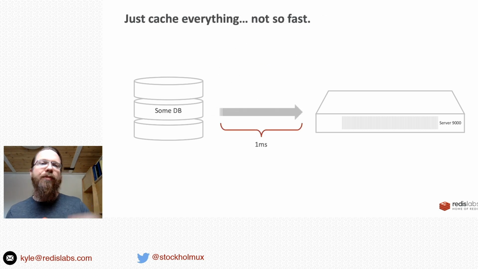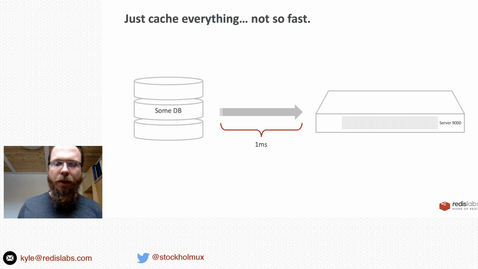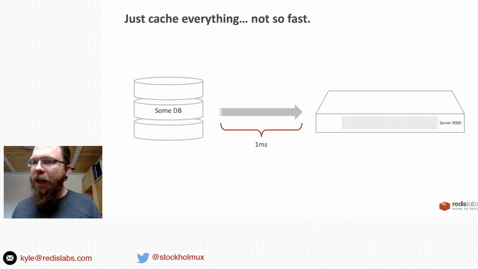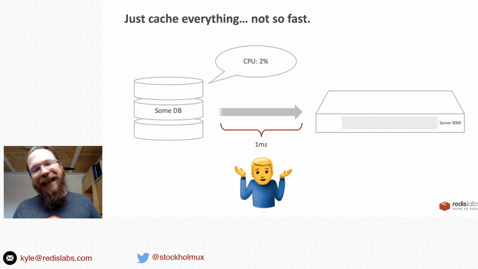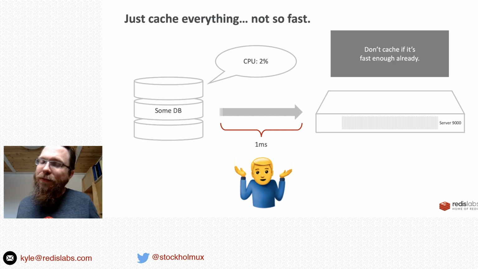Now, you think, well, hey, why don't I just cache everything? Well, that's not a great idea either. So in this case, you have something that is running from your database directly to your application server in 1 millisecond, and you have 2% CPU load on that database. It's already fast. I can't help you there, right? This is something that you really have to consider. If it's fast enough, don't cache it, right? And I'll tell you why.